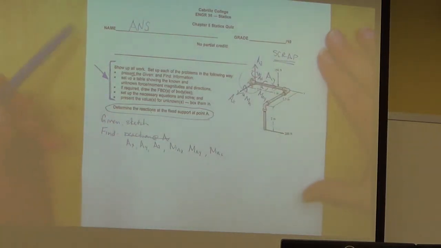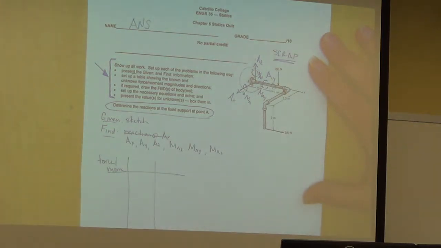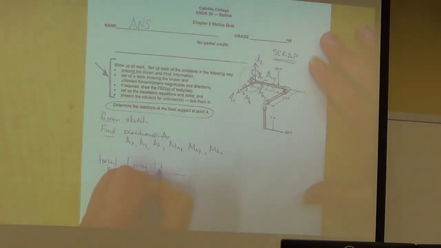Okay, David, next. What did you do next? You did given, find. What's the next thing you have to do? Set up a table. Forces and moments. You guys remember that in chapter 3, we only had forces in the column, but now we have forces and moments, magnitude and direction. Hey David, do you want to continue? Give me some forces or moments.